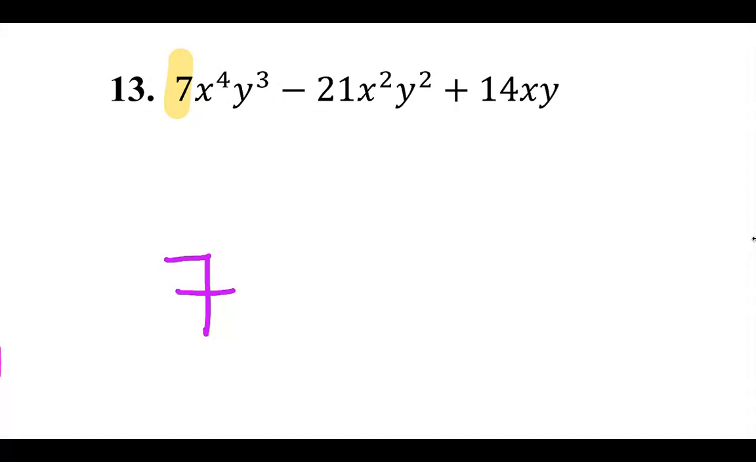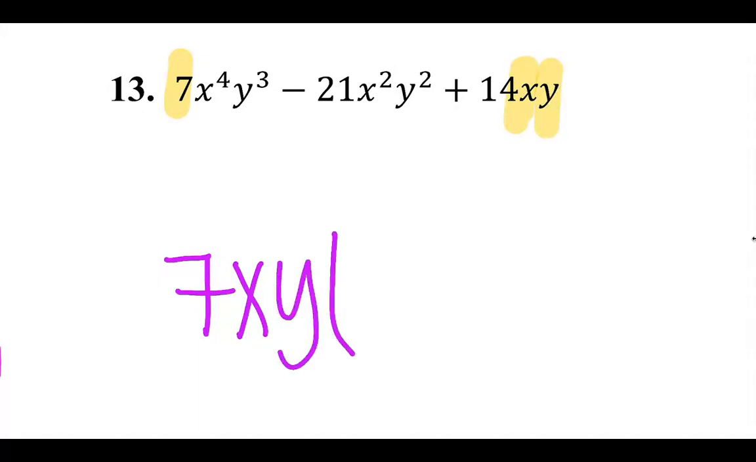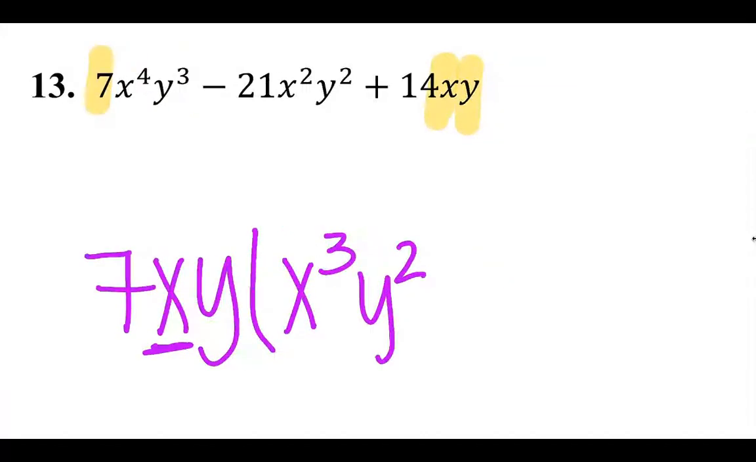Then I'm looking for the smallest exponent with x, which is just x, so that's the biggest thing I can take out. And same thing with y, which is just y over here, so that's the biggest thing I can take out. Then I do my leftover pieces. I took 1x out, but I still have x to the 4th over here, so I really have to put the x to the 3rd. I have y to the 3rd here, but I already have 1y out here, so I just need to put y squared.